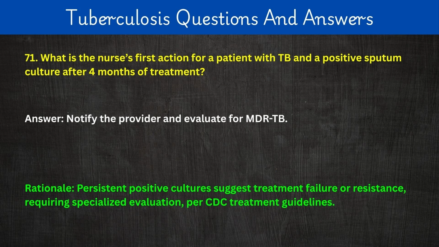71. What is the nurse's first action for a patient with TB and a positive sputum culture after 4 months of treatment? Answer: notify the provider and evaluate for MDR-TB. Rationale: persistent positive cultures suggest treatment failure or resistance, requiring specialized evaluation, per CDC treatment guidelines.